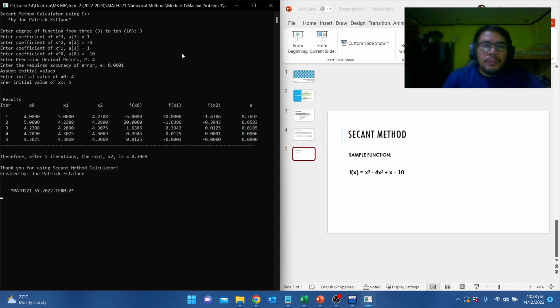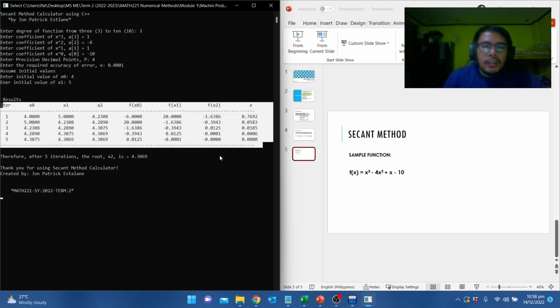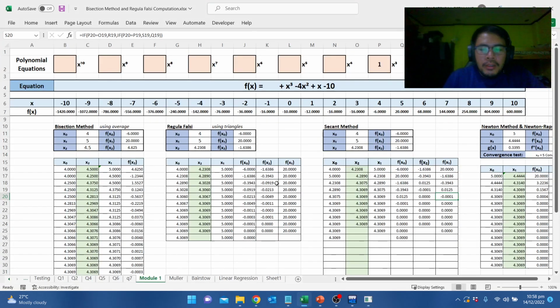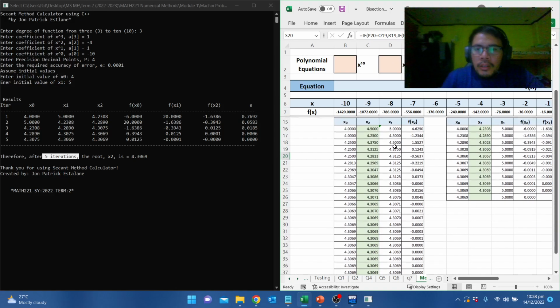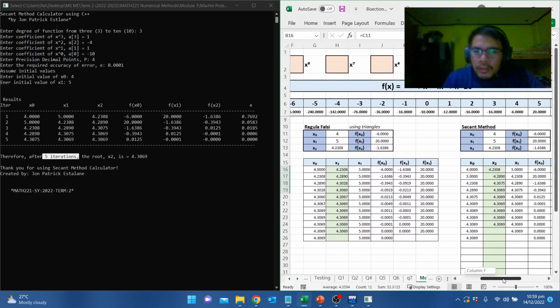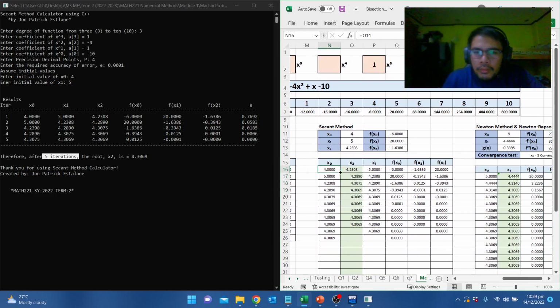So again, it was similar in our lectures, which arrive at 5 iterations, and x sub 2 is equal to 4.3069, supported by this formula. Same. Sorry, this is the bisection, secant method.